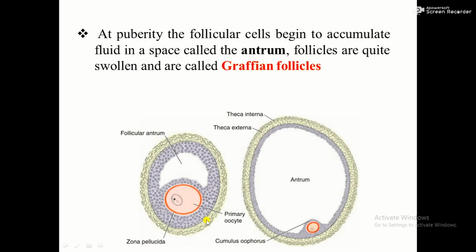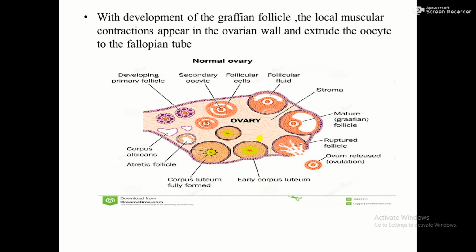So you see, when the growth continues, the antrum will be larger, and you can see a structure, the cumulus oophorus. And the cells themselves will arrange in the theca interna and theca externa. Okay, so with the development of the Graafian follicle, local muscular contractions appear.